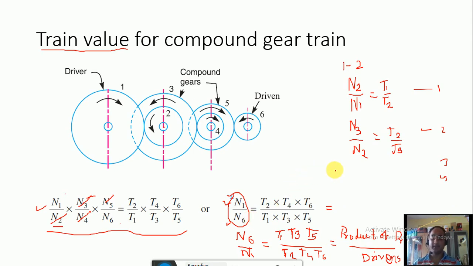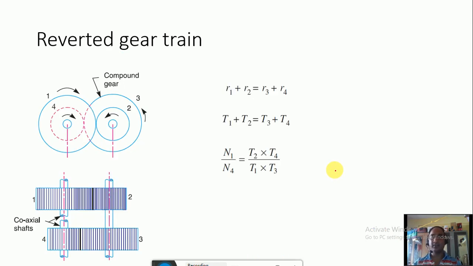Now, reverted gear train. What is a reverted gear train? Already we had discussed the definition. The first gear and last gear are mounted on the same axis, on coaxial shafts. So this is your input gear, intermediate and output. This is your output, this is your input, and this shaft is the intermediate shaft. So input and output gears are mounted on the same axis.